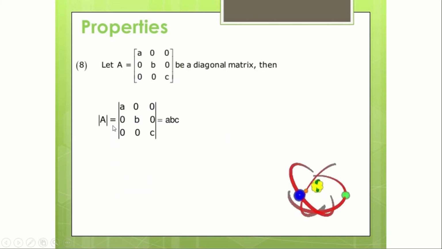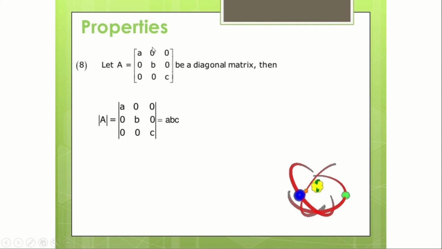Moving on to the last property, that is the eighth property. Let A be a matrix with entries A 0 0, 0 B 0 and 0 0 C. The leading diagonal is A, B, C. So this type of matrix or determinant is said to be a diagonal matrix, where all other elements are 0, whereas only the diagonal elements will be there. So this is said to be a diagonal matrix.